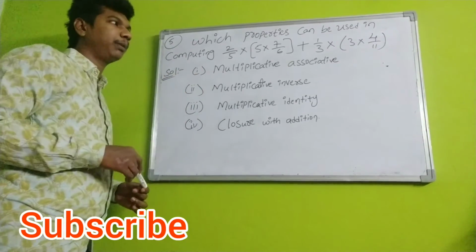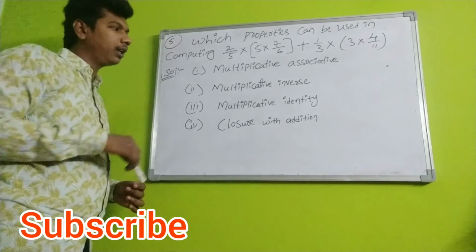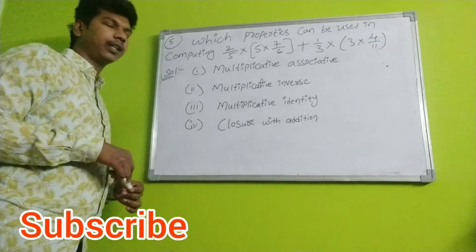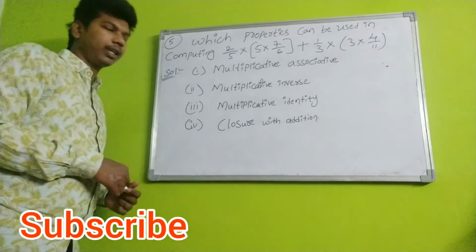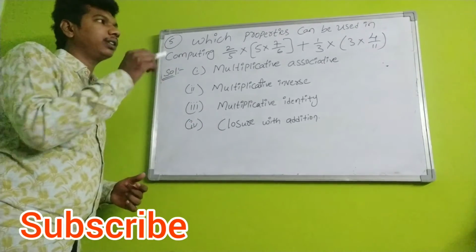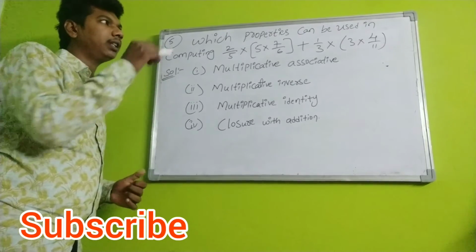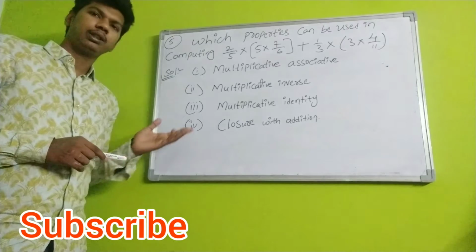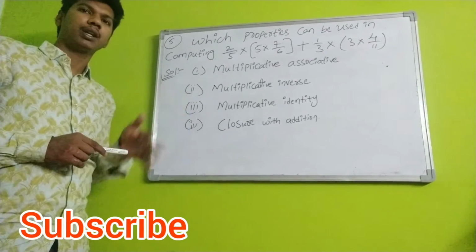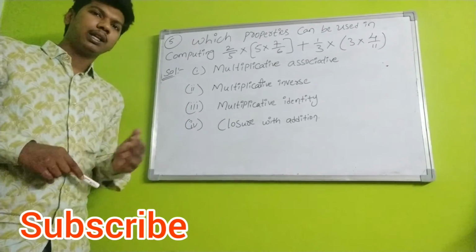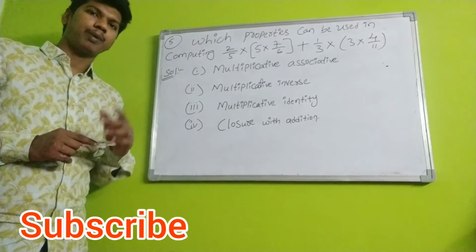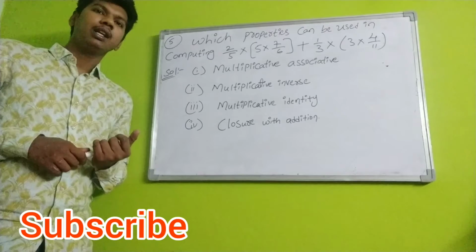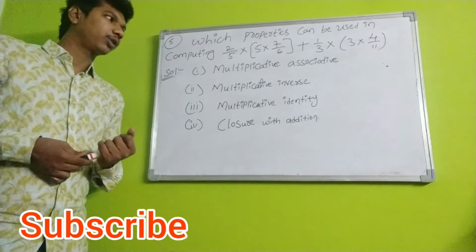First one, the multiplicative associative property is satisfied. Next, multiplicative inverse is also satisfied, multiplicative identity is also satisfied, and closure with addition. These 4 properties are depending on this question, students. These 4 properties are satisfying our question. Okay? Simple. This question is told depending on the properties concept, and in the previous class, in part 1, introduction of rational numbers, I explained all the properties clearly. Just watch that video, you can understand easily.